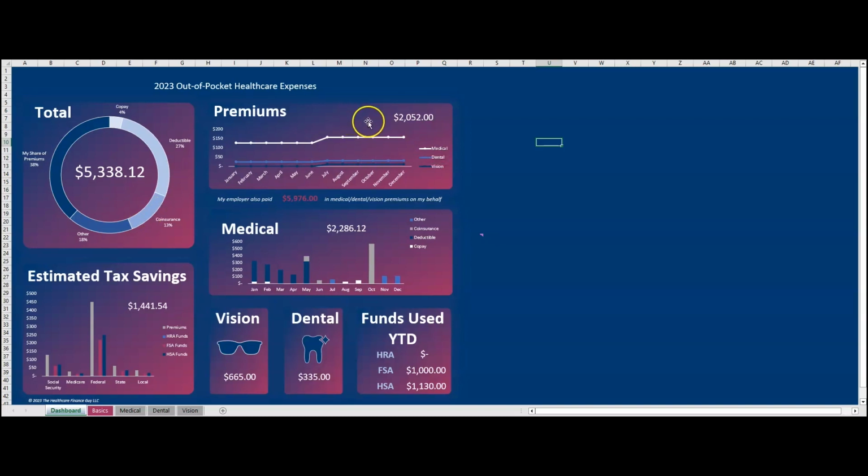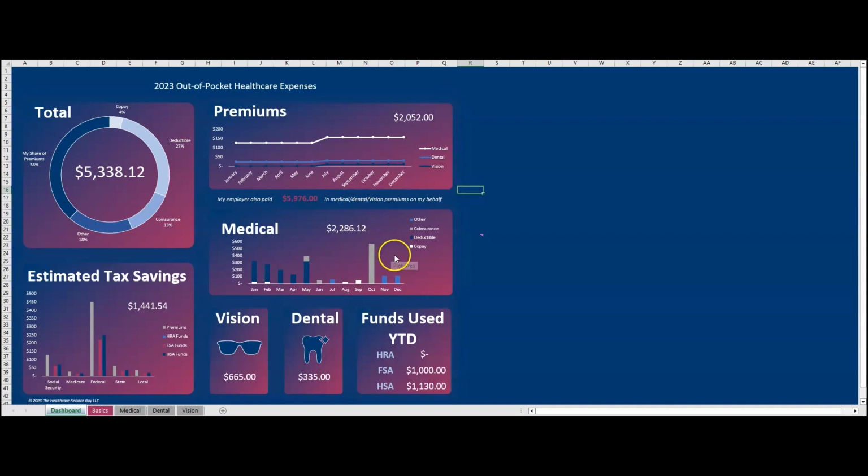This one is the premiums. You'll see your medical is the white line, dental is the light blue, and vision is the dark blue. And it's by month and the dollar amount. And up here is the total dollar amount. So a little over $2,000 in premiums were paid by me in this example. And then down here, right below it, is the dollar amount my employer also paid in premiums on my behalf. It's a nice number to know so you can tell if your employer is being generous or not.